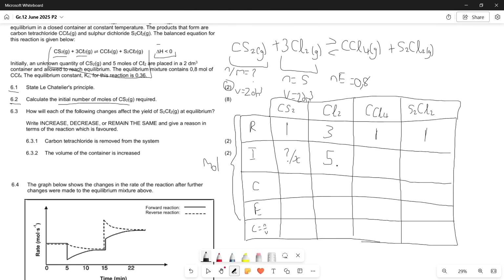So we have an initial of 5. And then the equilibrium mixture contains 0.8 moles of CCl4. So the equilibrium, our E, our I is our initial, our C is our change. This is where we do a ratio here. We'll break this down. And then our equilibrium is also in moles. So we have our ratio, our initial moles, our change in moles, our equilibrium for moles and where it's ending up.